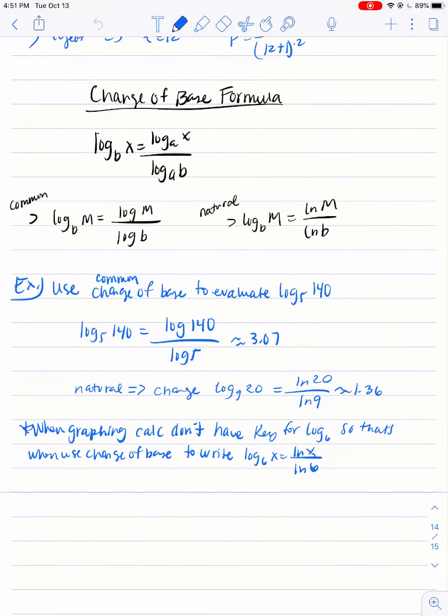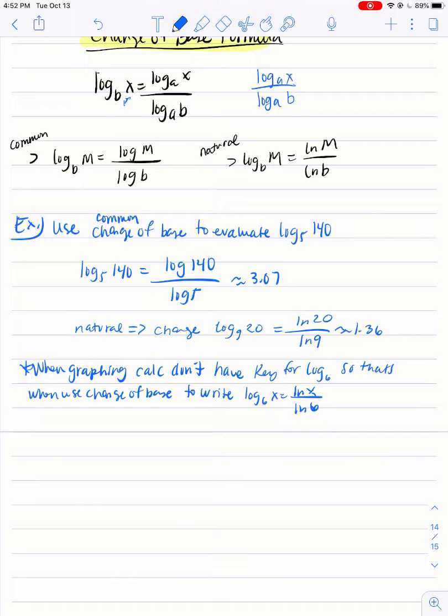Alright, so we have our change of base formula. So I have log base b of x equals log base a of x over log base a of b. So here basically we want to change our base to a. And how I like to remember it is I have log a over log a. Those are just the base that I want to change to. And basically I just remember the x goes on top because the x is higher than b here. So I have x and then the b is lower. So that's how I remember which one goes on top.